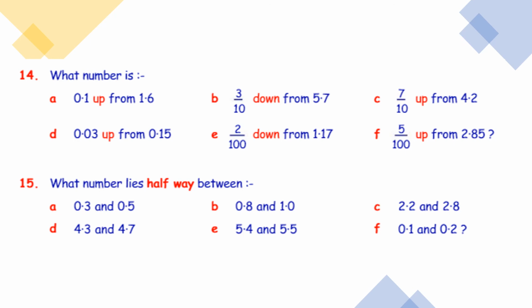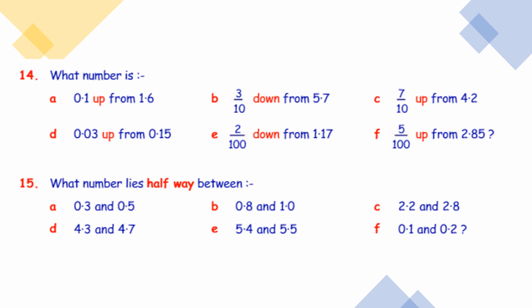Now this is really difficult. I don't know how you get on with this. We did cover something like this right at the beginning of term. What number lies halfway between 0.3 and 0.5? So what I would do, if this is me doing it, I would say, well, what number lies halfway between 3 and 5? Well, that's 4. So what number lies halfway between 0.3 and 0.5? It's 0.4. Okay, so try and think of it like that.